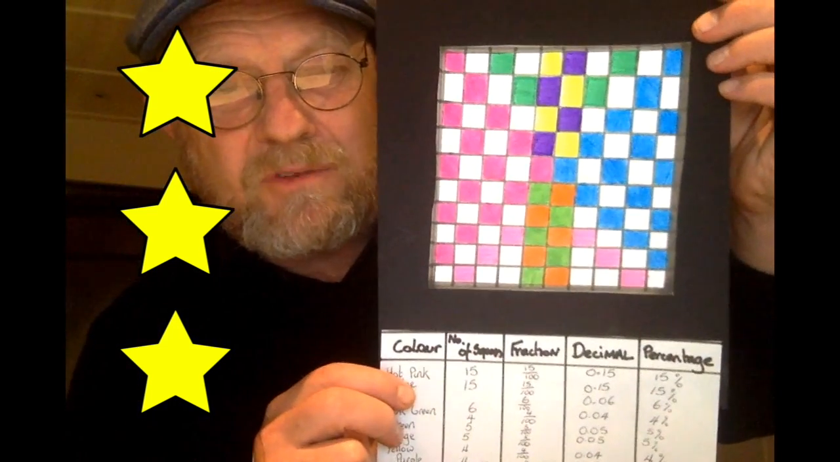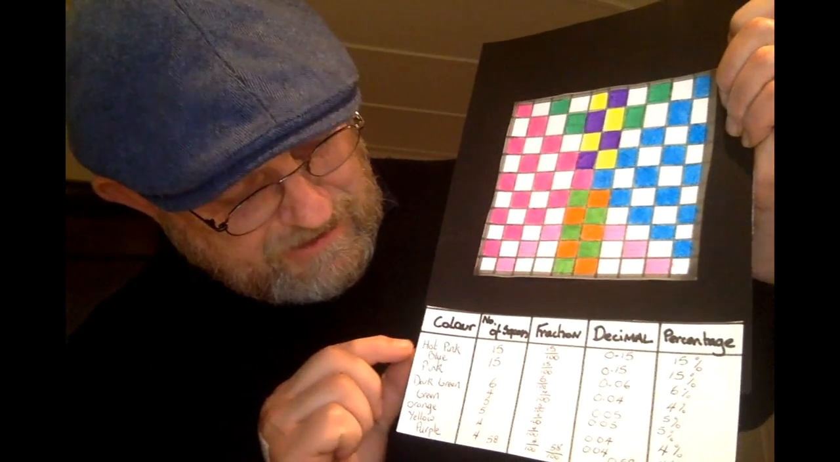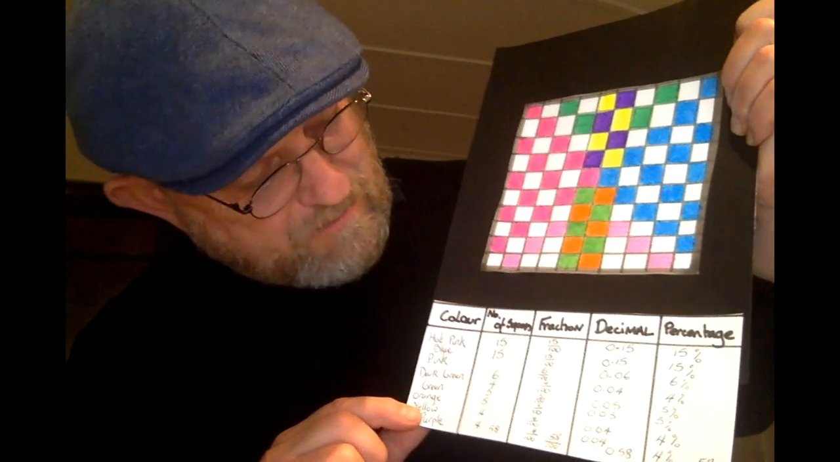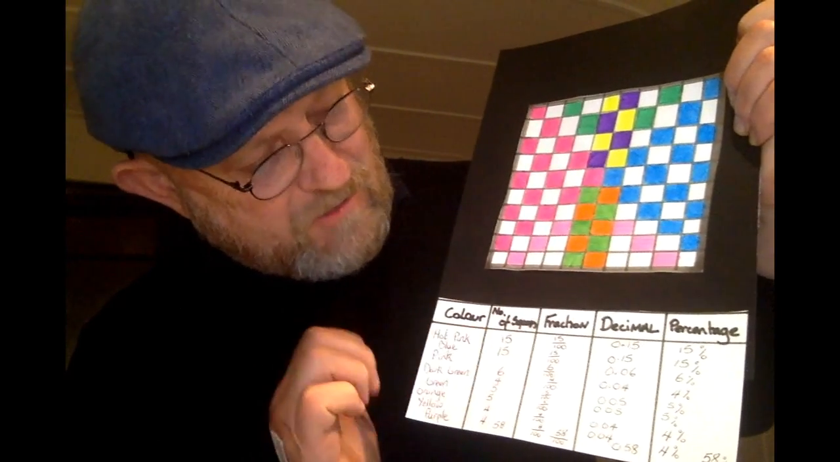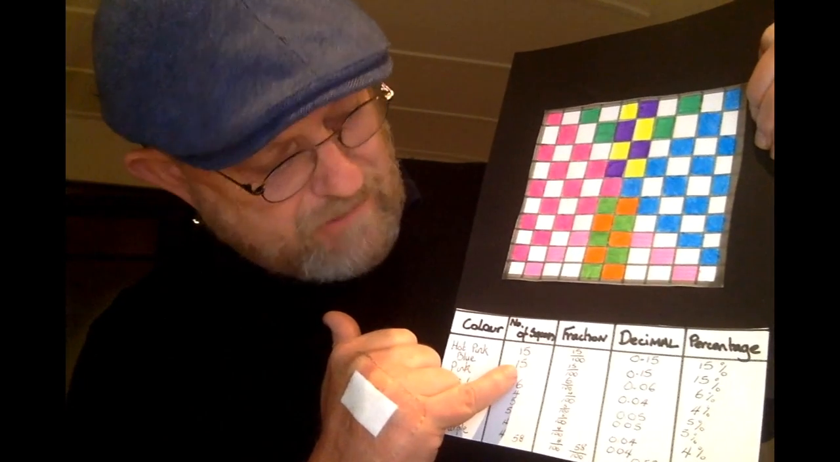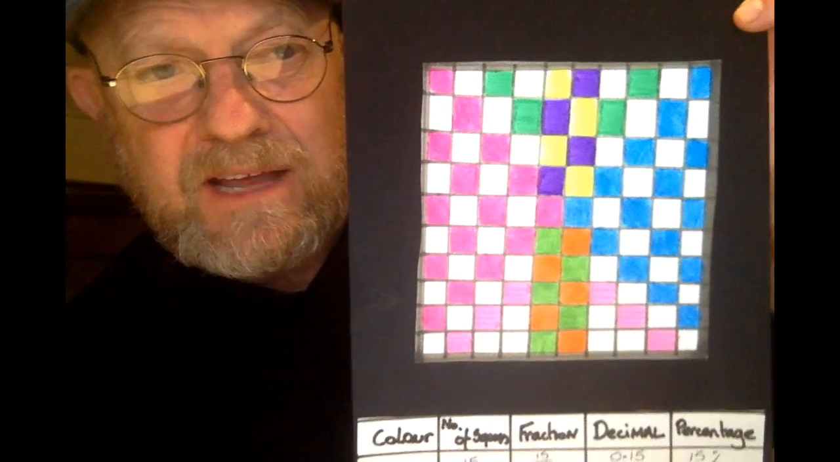Here's an example. So there's my design of the floor, and here's the inventory. The colours, so I used hot pink, blue, pink, dark green, green, orange, yellow and purple. The number of squares, so I used 15 hot pink and 15 blue. The fraction, that represents 15 over 100. The decimal, 0.15. The percentage, 15%. So I did my inventory, did my square, and there's an example.